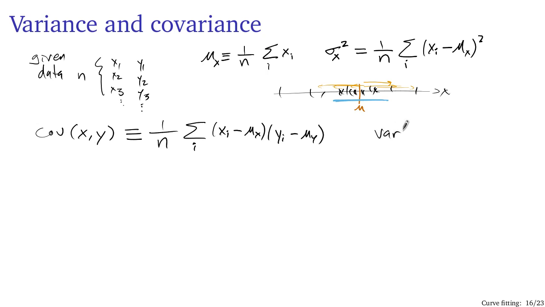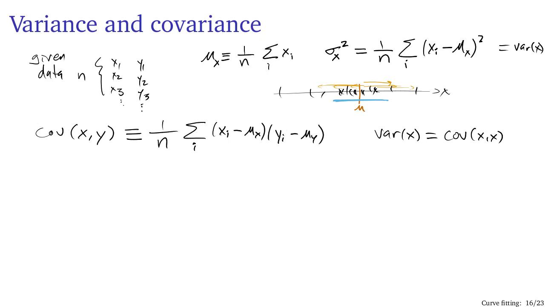If you want to think about the variance in x, this is another common notation for sigma x squared. The variance of x is really the covariance of x with itself, because that would replace the y's with x's in this expression, which would make it identical to that expression.